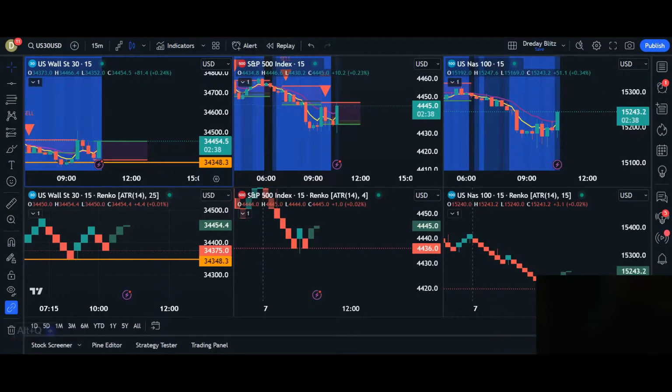Hello, Ruby. If you have any questions, guys, don't be shy. I can explain exactly how everything is set up. But like I said, right now we have a reversal here on the US 30, so we should expect movement to the upside.